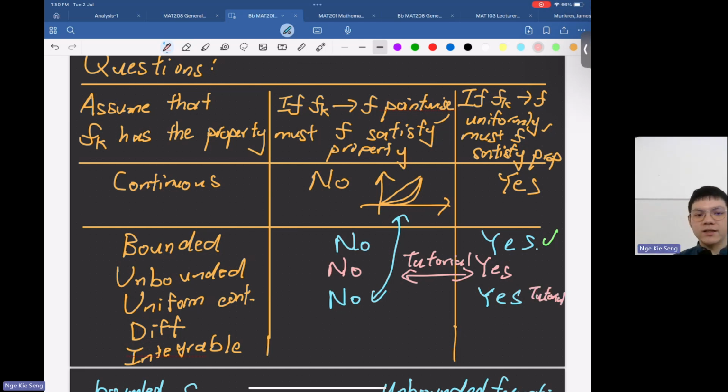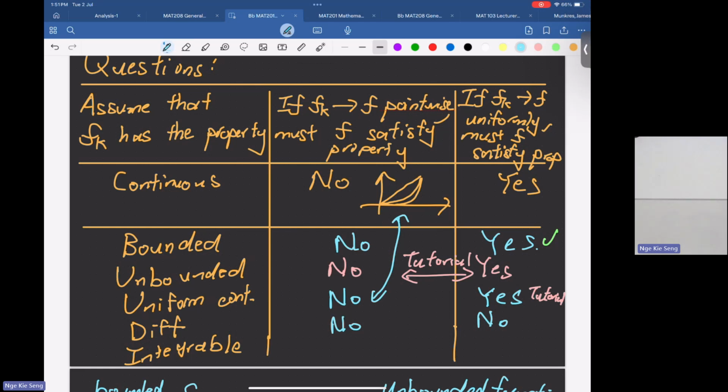Okay, and then we are left with differentiability. I think we can deal with it. For both cases the answer is no. Surprisingly, no.